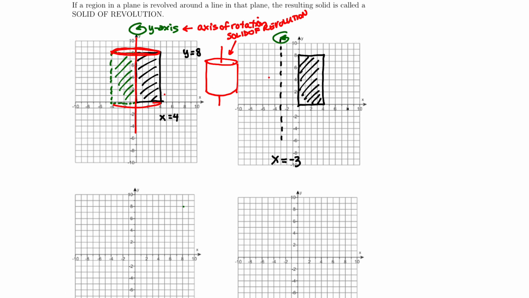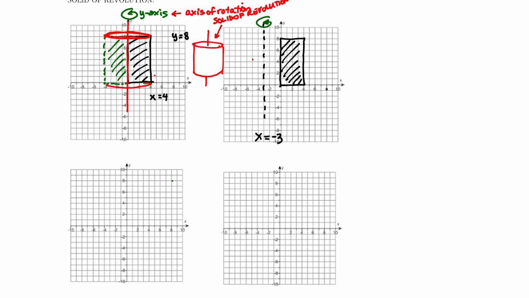And then down here, I'm going to draw a triangle. Send this about the y-axis. So the y-axis will act as my axis of rotation. Here, x equals -3 is my axis of rotation.